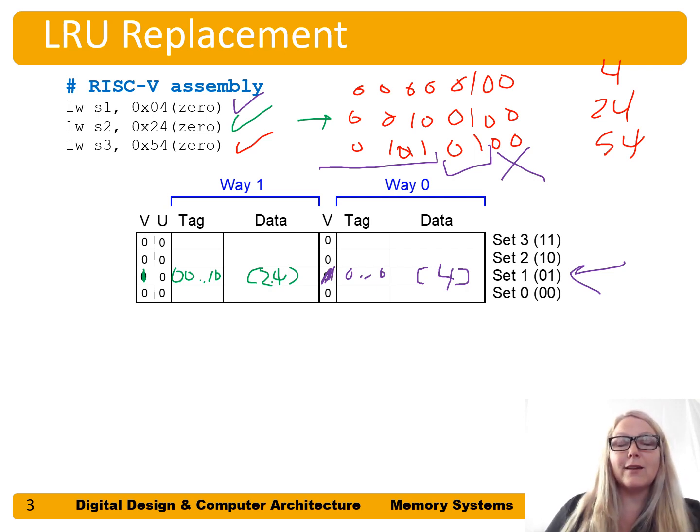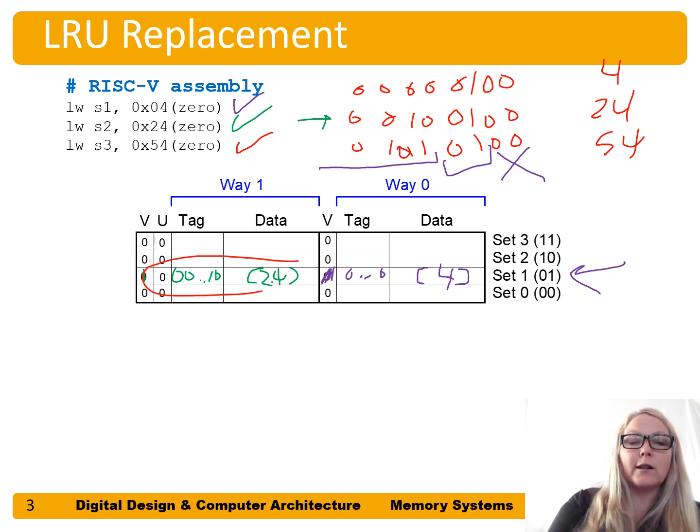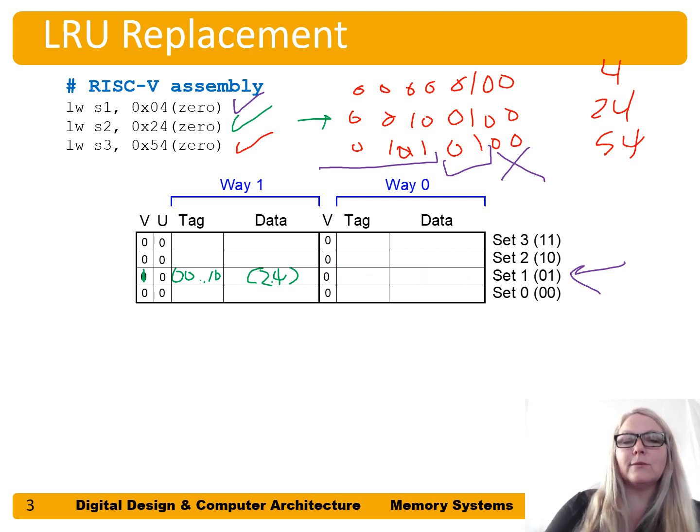We look at that and ask, which one should we evict? Least recently used says the most recently used was hex 24, so we don't want to evict that because of temporal locality; we used it most recently. Instead, we evict the least recently used one, which was hex 4, and overwrite it with the tag and the data at hex 54.